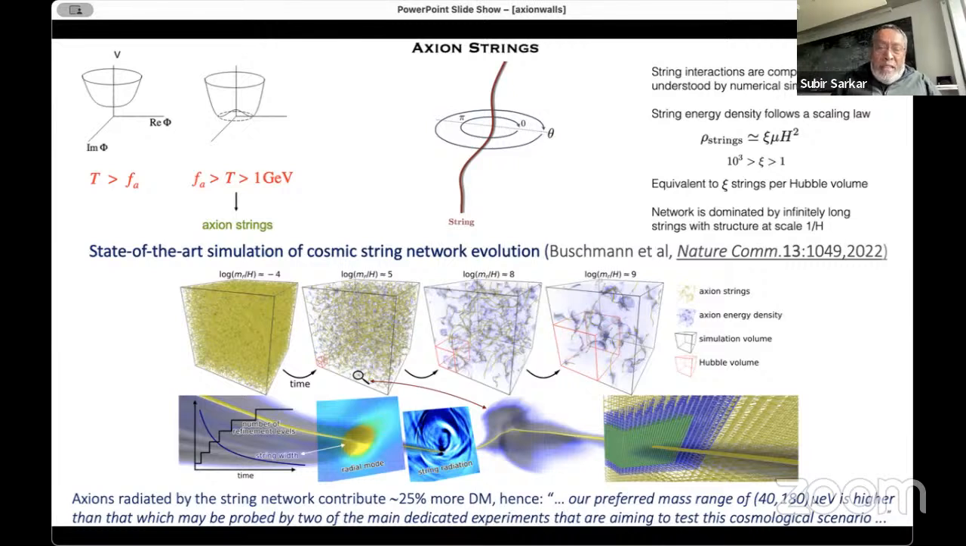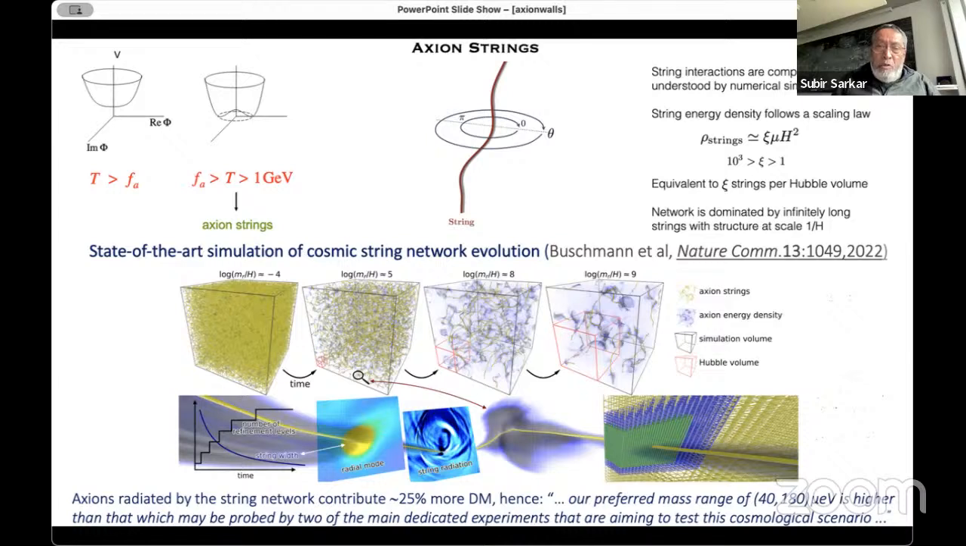So they say that the preferred mass range is no longer what I mentioned earlier. It is now a bit higher. It is between 40 and 180 microelectron volts. They're very definite about it. And they even say that this is higher than what is being probed by the two main dedicated experiments, which I mentioned, ADMX and Haystack. So this is, of course, interesting.